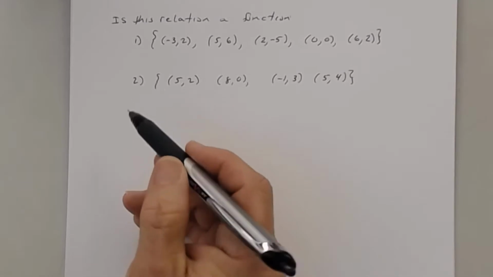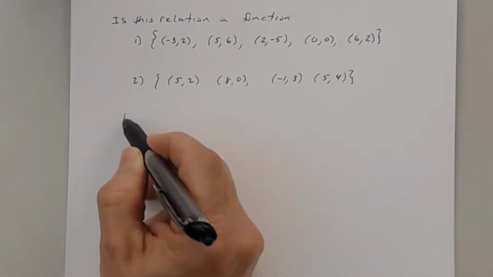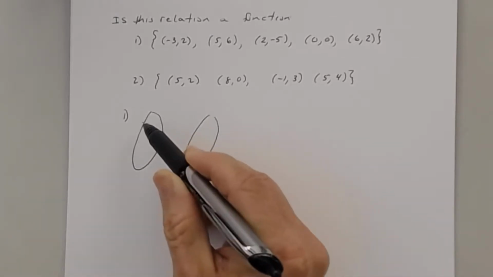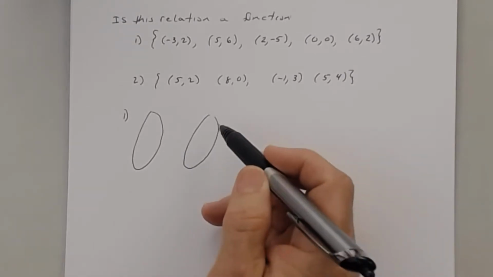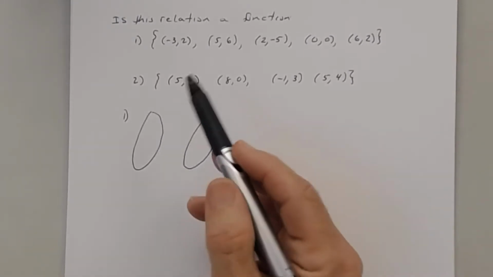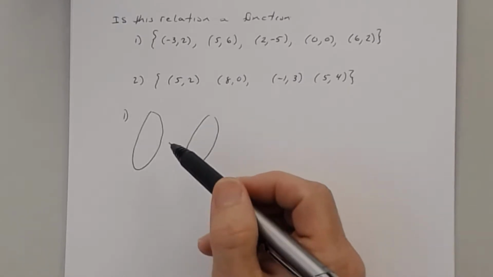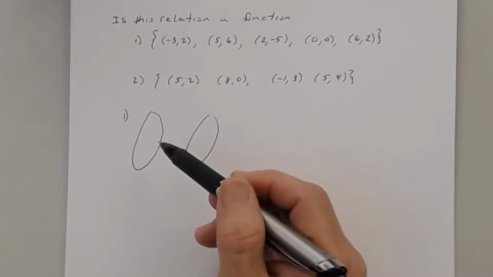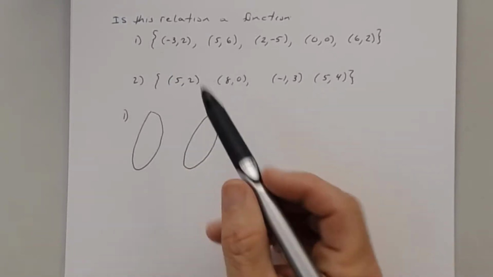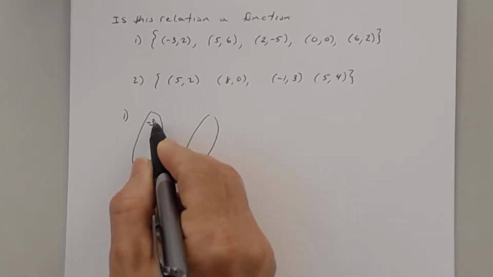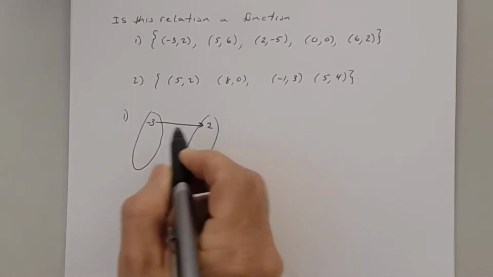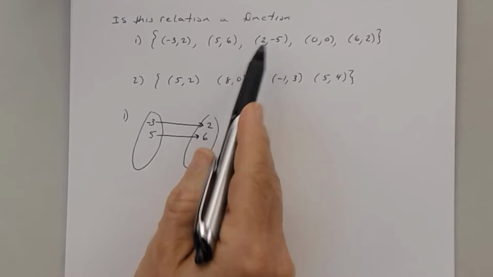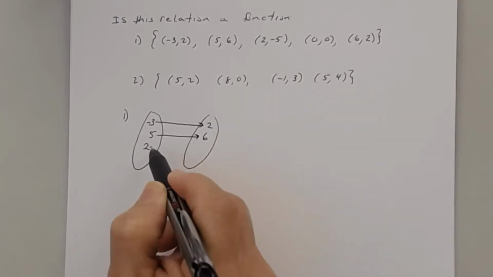We use the idea of a mapping. Remember mapping? Okay, so number one, we did this. And then we listed the domain first, and then we listed the range. Remember, your domain is a set of x coordinates, and your range is a set of y coordinates. When you do the mapping, you only list each one once. So here, x is -3. It gets mapped to what number? 2. X here is 5. It gets mapped to 6. Here, x is 2. It gets mapped to -5.